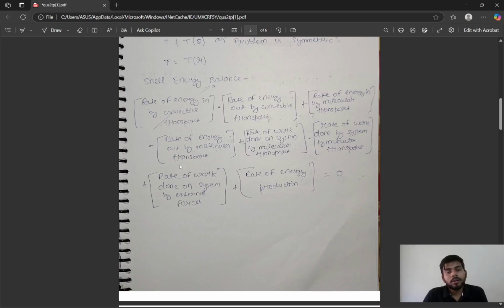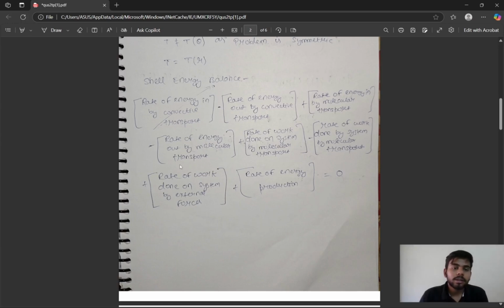Then if we look at the overall energy shell balance: rate of energy in by convective transport minus rate of energy out by convective transport, plus rate of energy in by molecular transport minus rate of energy out by molecular transport, plus rate of work done on system by molecular transport minus rate of work done by system on molecular transport, plus rate of work done on system by external forces, plus rate of energy production. This all comes to zero.